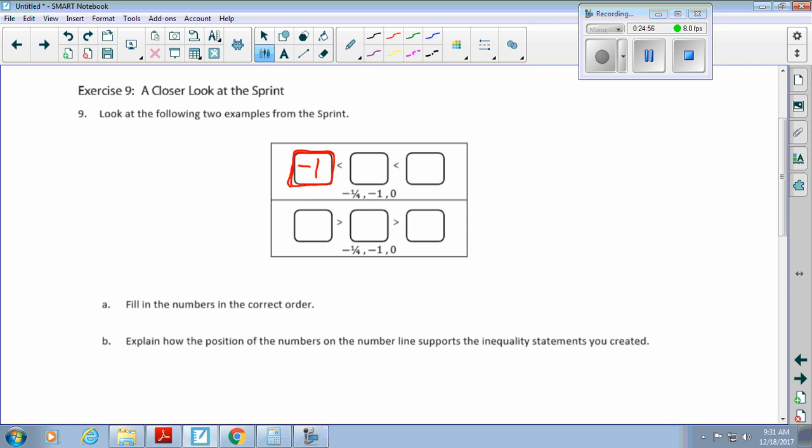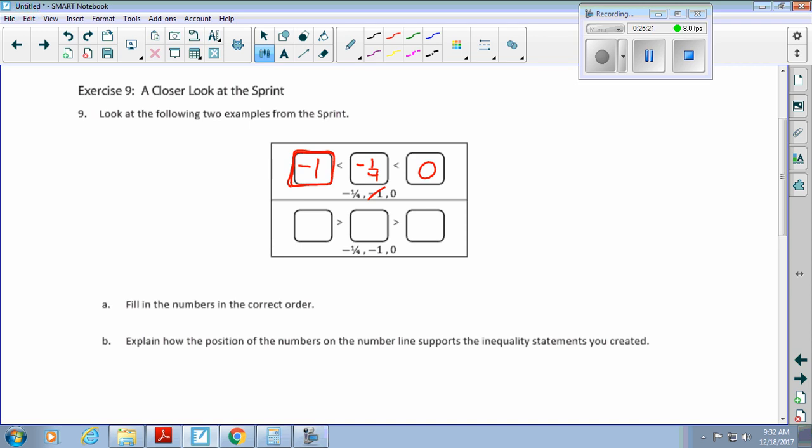So -1 is farthest left on the number line. And then what would our next number be? -1/4. And our largest number is 0. So if we did this correctly, this should make sense. -1 is less than -1/4, which is less than 0. Does that make sense? Pretty good. They're in order from least to greatest.